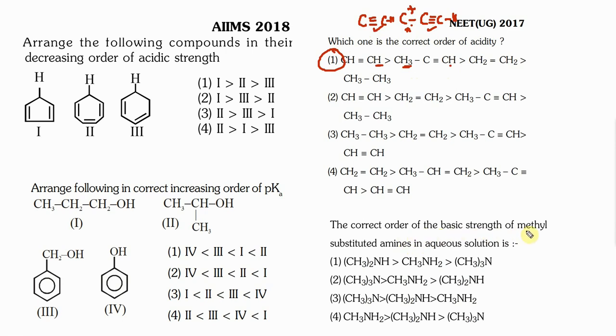The correct order of basic strength of methyl substituted amines. For methyl we always saw this order, you don't want to forget this order. So 2 greater than 1 greater than 3 greater than 0. So 2 methyl groups right there. That's all. This is actually a NEET exam question. How simple it is. 3 degree won't come first, 1 degree won't come first. So right there, this is as simple as the exam is going to be.